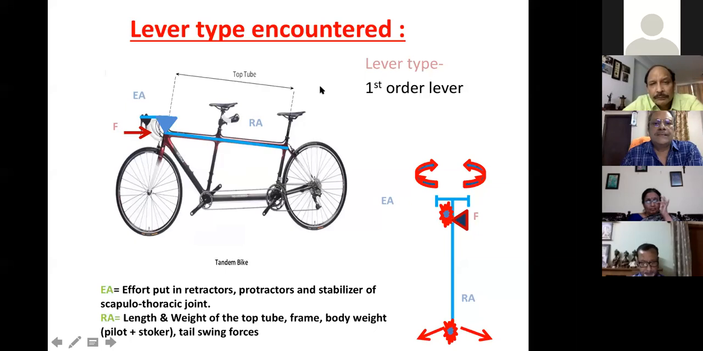So what happened was that when these people did their training, normally they train for a volume of 100 to 130 kilometers in a day. The guy who was sitting in front was having right rhomboid pain.